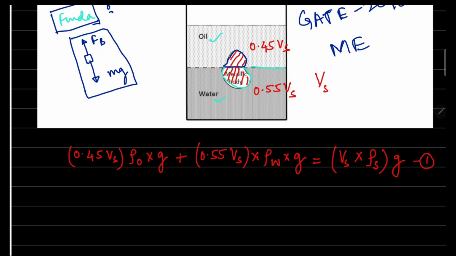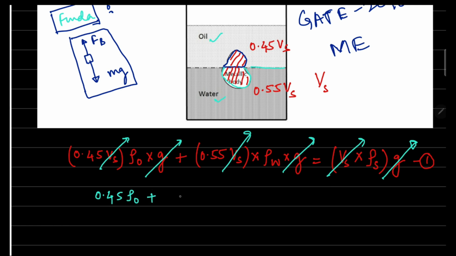Now if you see, in all the equations this Vs is common, and similarly G we can also take outside. So if we revise this equation, it will look like 0.45 rho naught plus 0.55 rho W is equal to rho S. This is our equation 2.